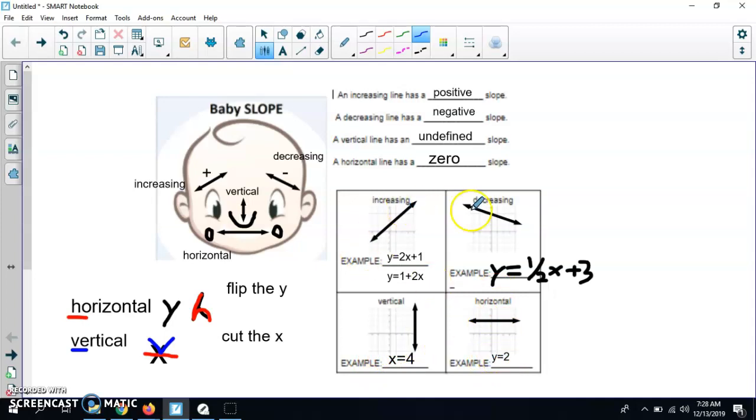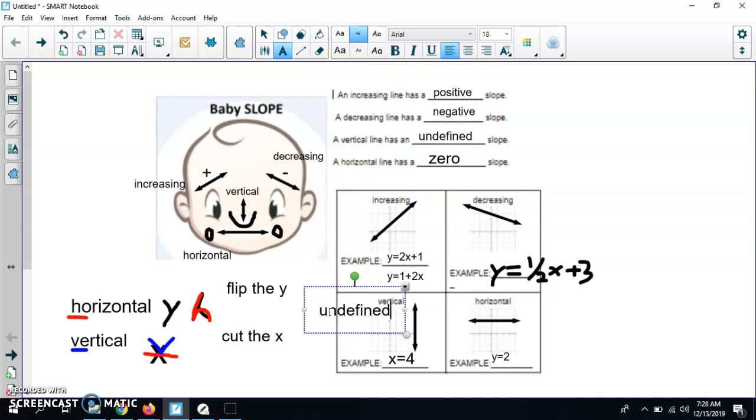Okay, we have an increasing slope, decreasing slope. You can go ahead and write on here, just to make this very concrete, that a vertical line has an undefined slope, and then a horizontal line, I'm going to type this in here too, has a 0 slope, just so I have everything put together.